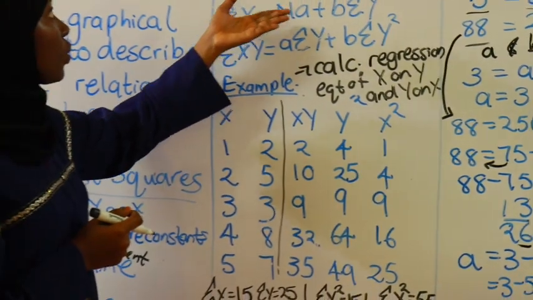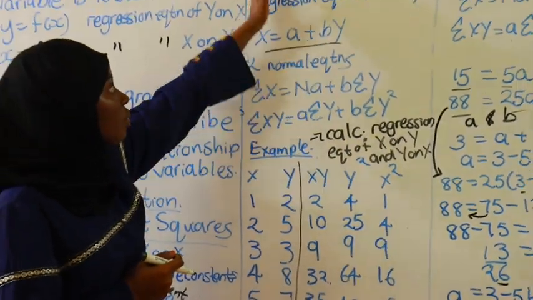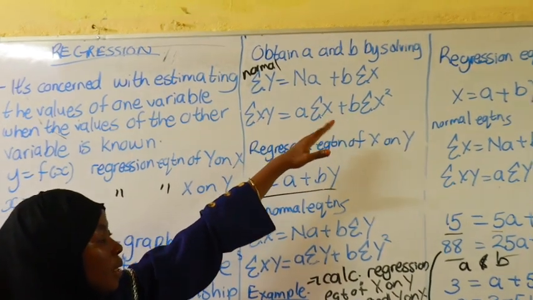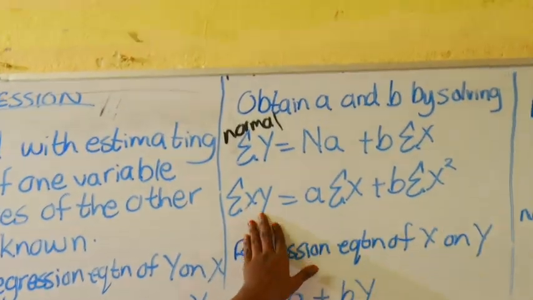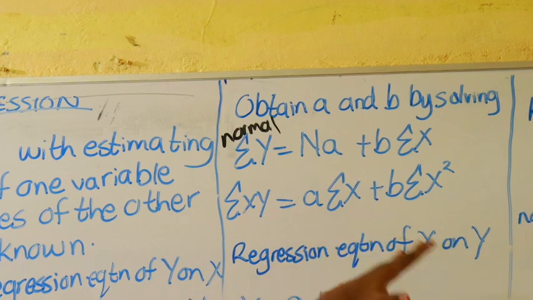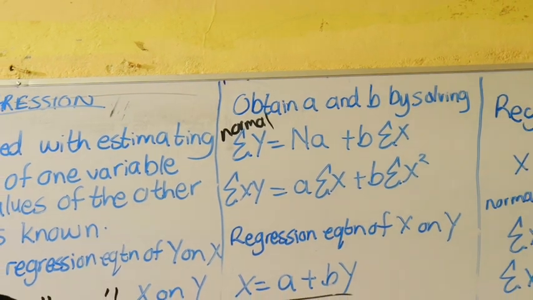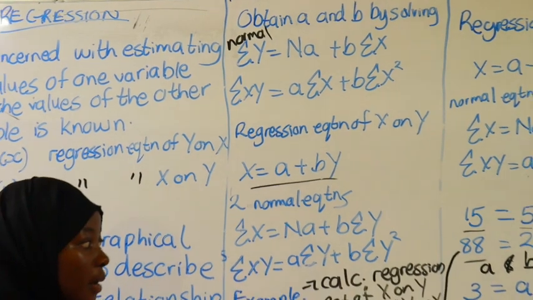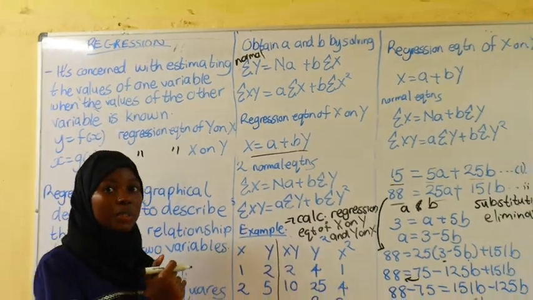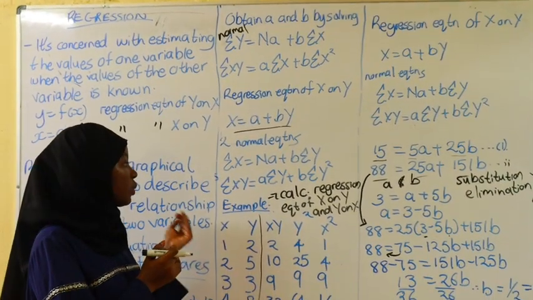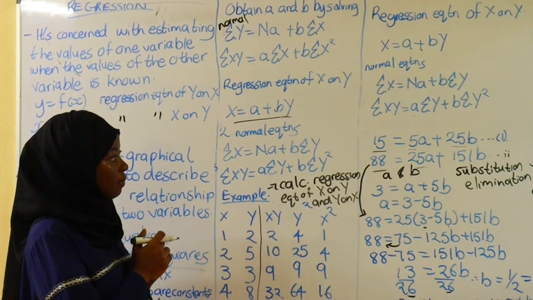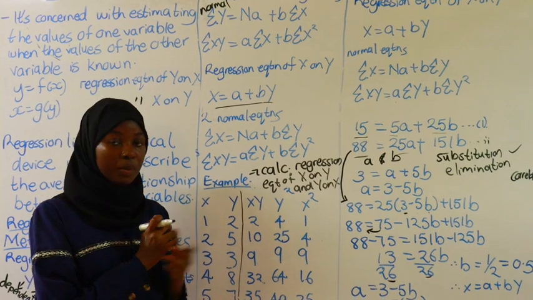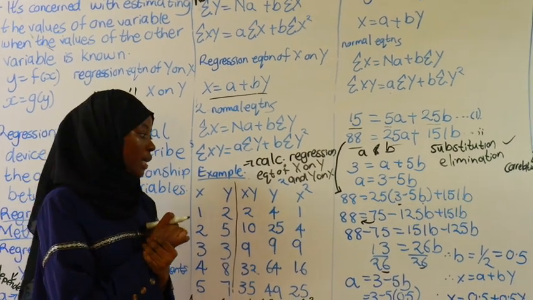And remember, x on y and y on x are different. The normal equations, these ones are for y on x. Summation of y is equal to na plus b summation of x. And summation of xy is equal to a summation of x plus b summation of x squared. So you should be very keen because the two are going to give you two different answers. Okay? So you should be very keen to note if it is x on y or if it is y on x. And then remember to do that example and again you should be able to get that answer.